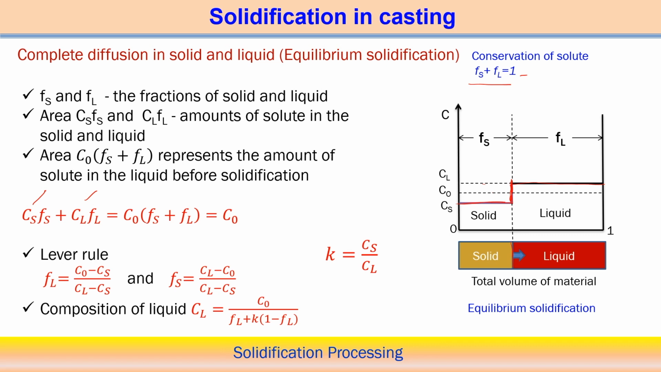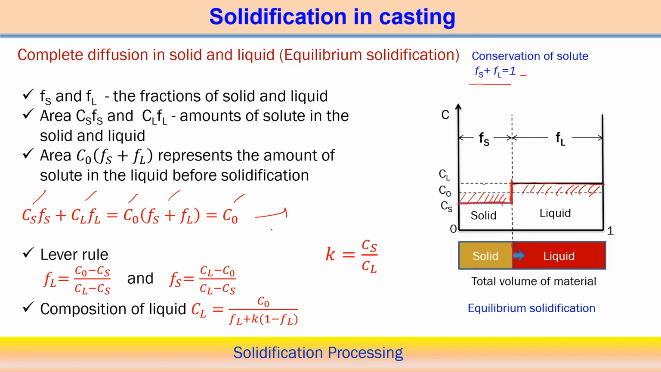Now, with reference to the initial composition, it starts with C0. Initially, C0 times the total fraction, Fs plus Fl equal to 1. When it was at composition C0 it was completely liquid, so Fs was 0 and Fl equal to 1. Therefore, Fl equal to 1, and it becomes C0. Now, this is the balance.